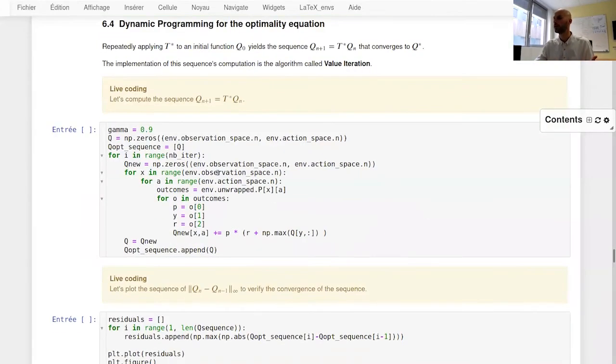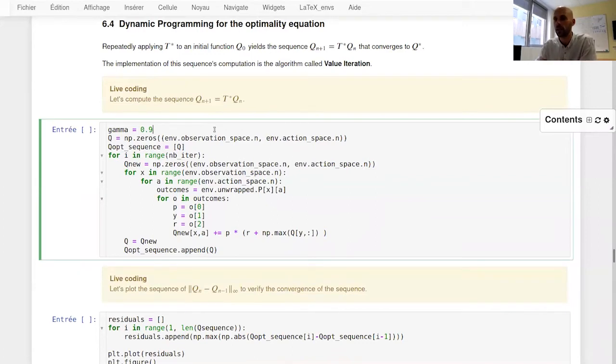So again, I will comment the code of value iteration here. I will start by stating gamma equals 0.9. I will write the sequence Qn plus one equals T star of Qn. We could do the same for Vn plus one equals T star of Vn. It's just a little easier for consistency to work with Q functions. So I will initialize Q as the matrix with as many lines as we have states, as many columns as we have actions. And in the Q opt sequence, I'll just put that zero value function in there.